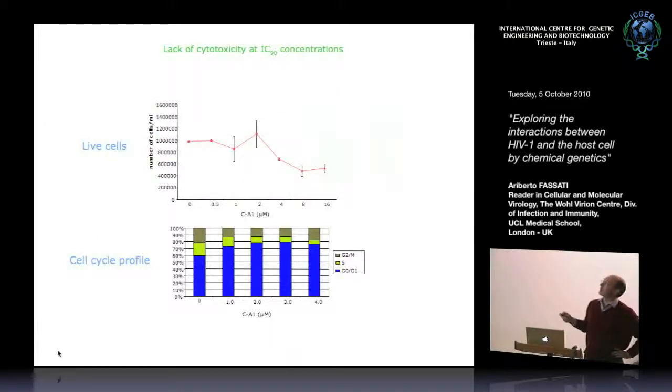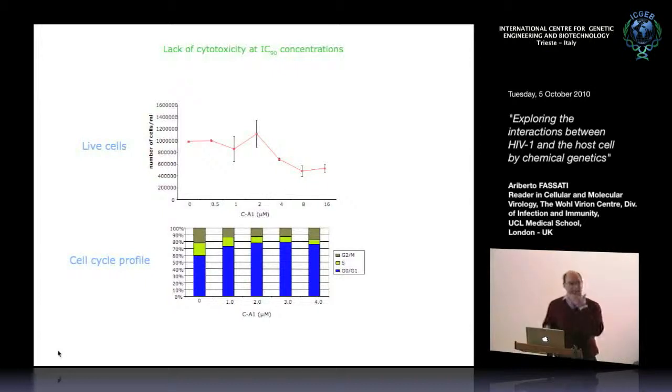So then we tested the cytotoxicity. We know that the CC50 is 8 micromolar, and also the cell growth is not particularly reduced. It starts to be reduced significantly at 8 micromolar. And the cell cycle profile, we checked that too. There is a trend towards more cells in G1, but it's not dramatic. So there's something there. It's sort of slowing down a bit, these cells, but not dramatically.